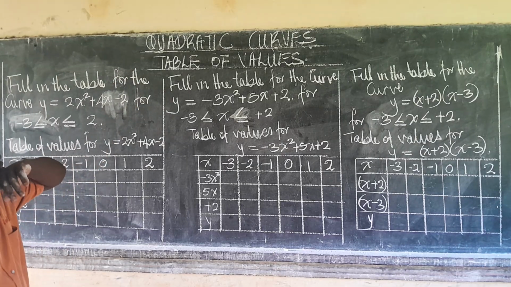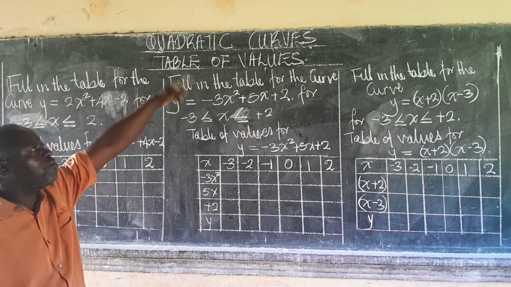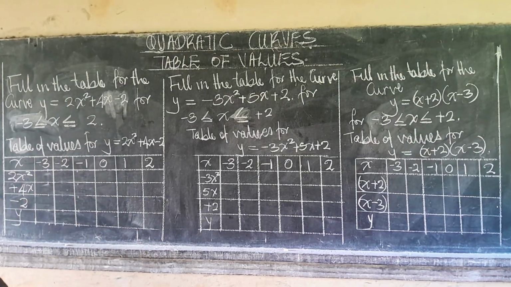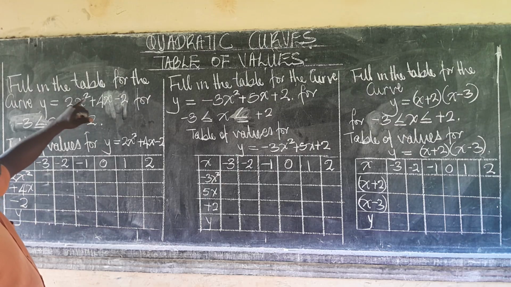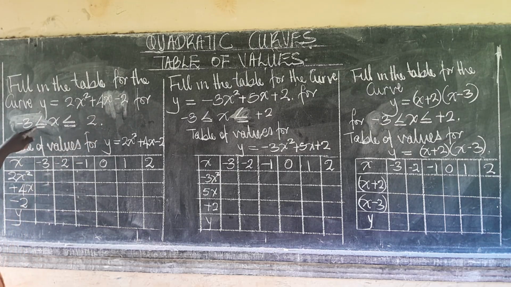It's a continuation of quadratic curves, but this time we are having a look at the table of values. That means we can be given a task, like you are seeing on the board, where we have to fill in the table for the curve y equals 2x squared plus 4x minus 2 for negative 3 less than or equal to x less than or equal to 2.